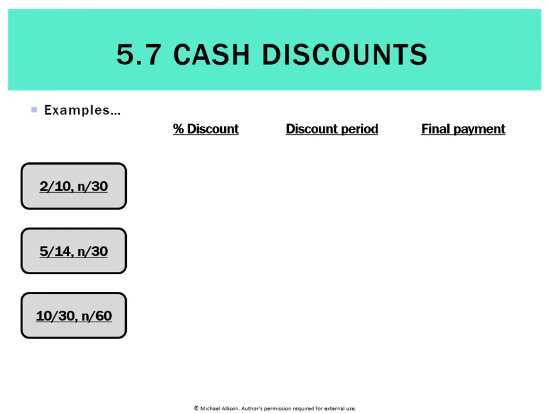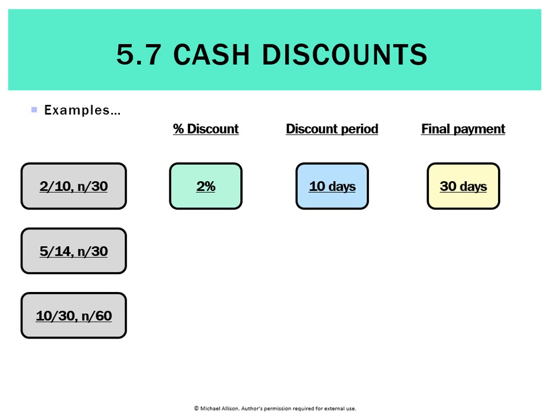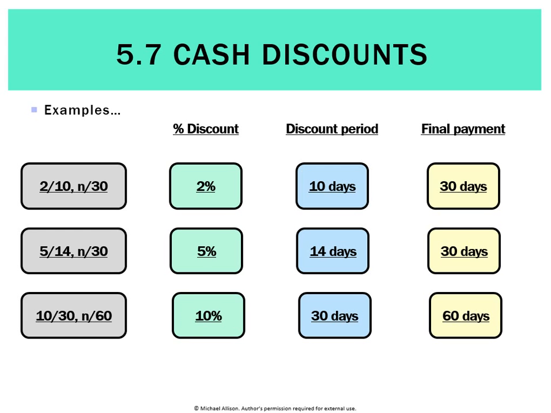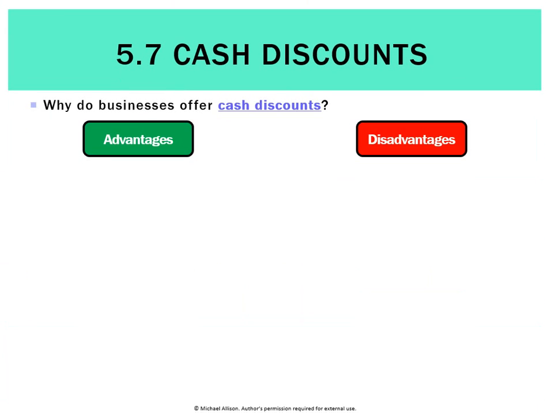Looking at some examples, if we had 2/10, n/30, we'd get a 2% discount if we paid in 10 days, otherwise final payment is due in 30 days. 5/14, n/30 would be a 5% discount in 14 days with final payment due after 30. And 10/30, n/60 would be a 10% discount if we pay back within 30 days, and then a net 60-day payment term.